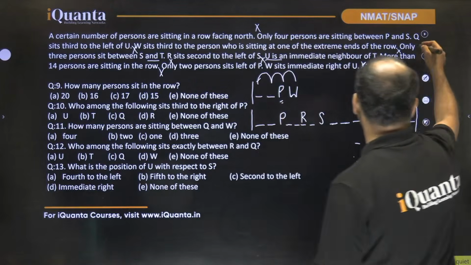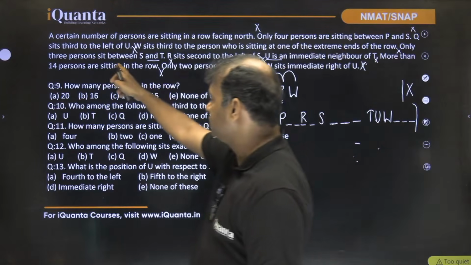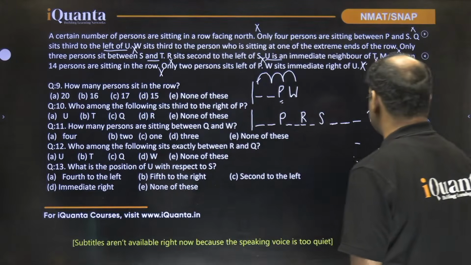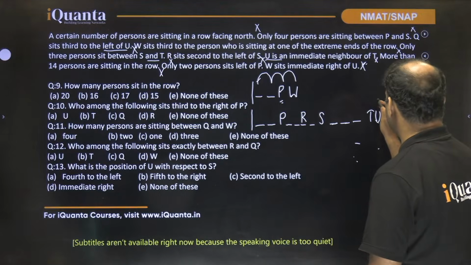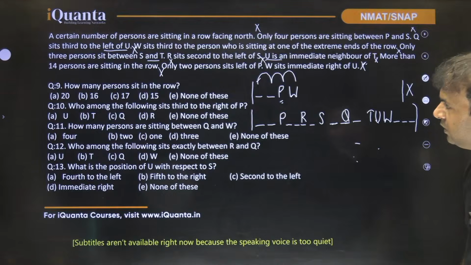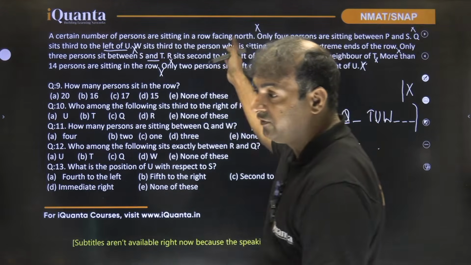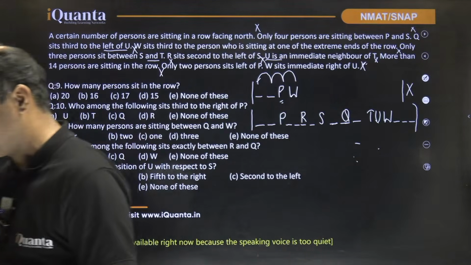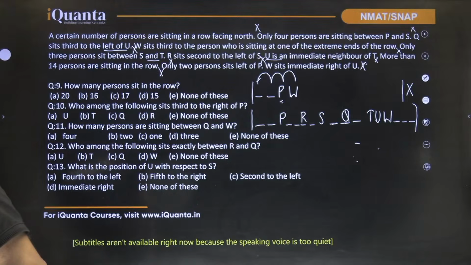Now only one point is left, where they are saying that Q is third left of U. So guys, this is U. Third left of U is 1, 2, and 3. So this must be the place for Q. And this is how we are able to arrange all the people given in this information. Alright guys, you can see that we could arrange all the people finally.